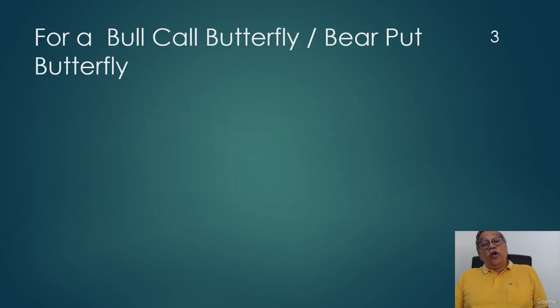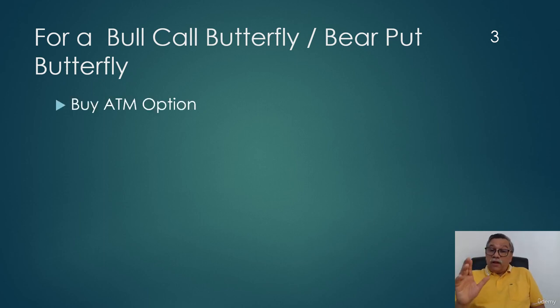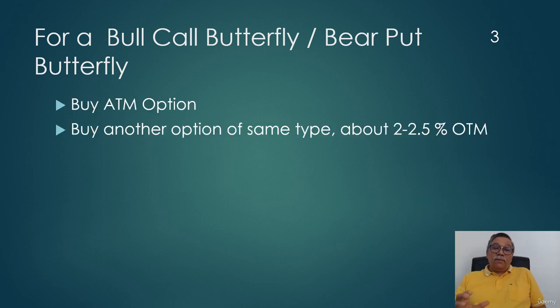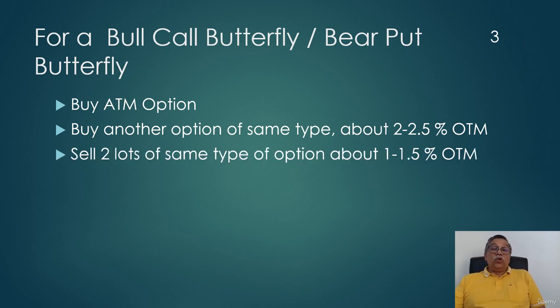When we talk of bull call butterfly or bear put butterfly, how do you create it? Buy at the money option, buy another option of same type about say 2 to 2.5% out of the money, and sell two lots of same type of option 1 to 1.5% out of the money. This strategy works better with weekly expiries, or on the expiry day you can narrow down the margins. Instead of 2.5%, you can just narrow it down a little.